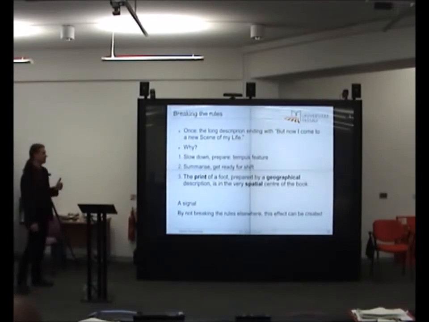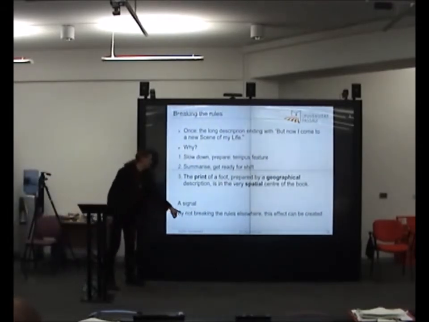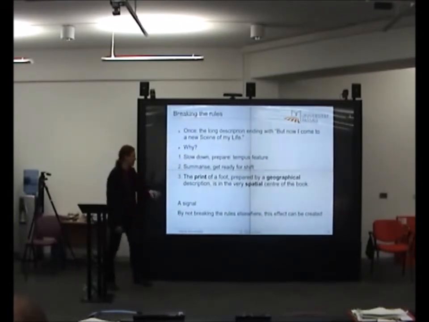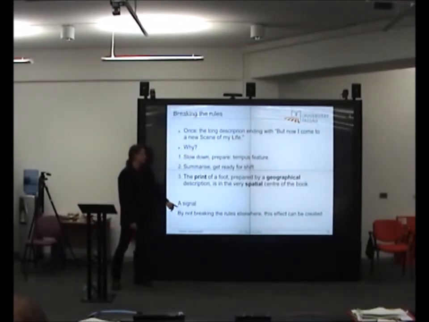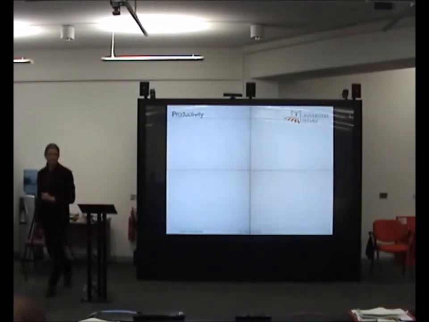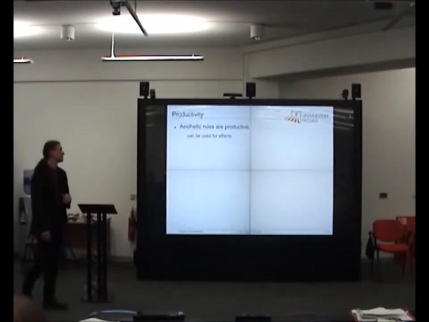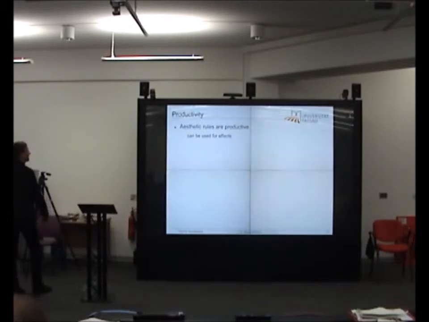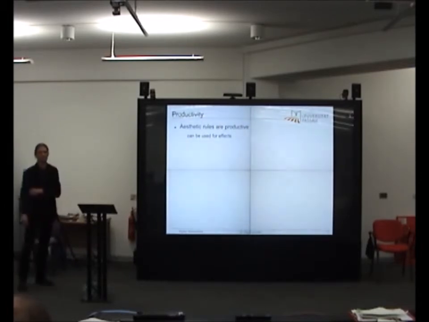And this significance is enhanced by the fact that it is prepared by breaking the descriptive rule of Lessing, which of course wasn't the rule for Defoe, because Lessing was not born when Defoe wrote this book. But I mean, these principles summarized by Lessing already existed in the culture. This rule breaking prepares for this specific thing. So, of course, aesthetic rules are productive in the way that they can be used for effects, and they can also be broken for effects.